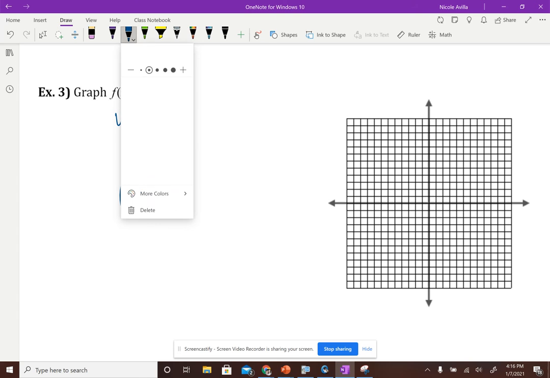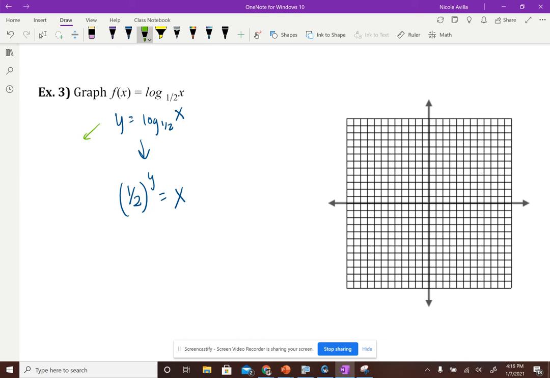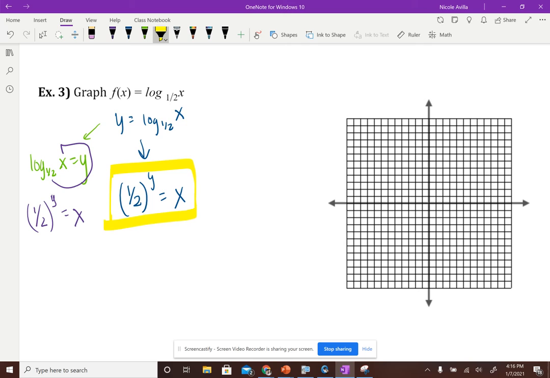Remember, if you like my g-force strategy, you could go over here and you could have just written it as log base 1/2 of x equals y. And if you do my little g-force pattern, you get 1/2 to the y equals x. Notice it's the same thing. All right, so this is what I'm going to graph.